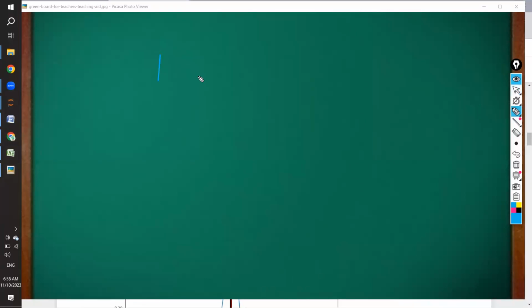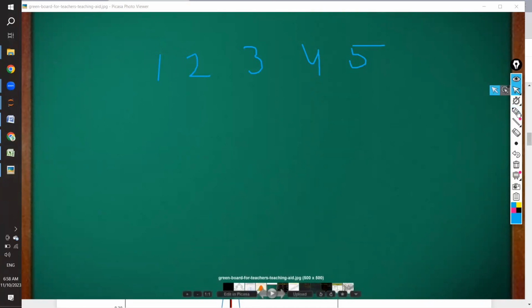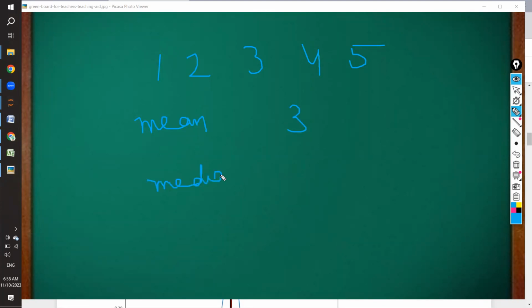So if you have 1 2 3 4 5, what is the mean? The sum is 15, so 15 by 5 is 3. The median is also 3. But if I add 100, the mean changes to some 16, while the median is going to be 3. So when I add 100, it becomes asymmetric.